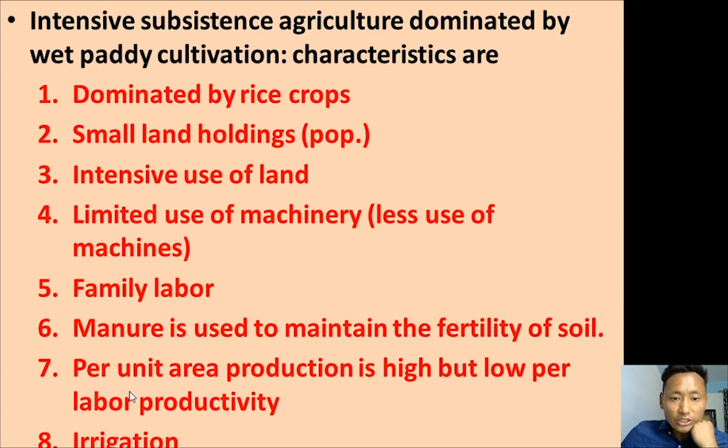Here the per unit area production is high but labor productivity is low. That means in a year, a farmer cultivating a small agricultural land grows two or more crops on it. So per area production is high because they cultivate two or more crops on the same land, since production is mostly counted in a year. Because of that, per area production is very high.